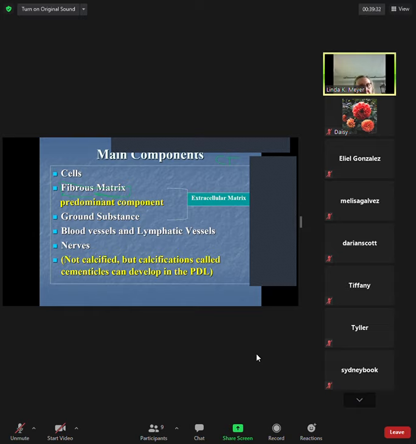Cells, fibrous matrix, ground substance, blood vessels, and nerves, with the main component being the fibrous matrix. It is named a ligament, but it has some features that are different from other ligaments in the body, so it's not classified as connective tissue proper.